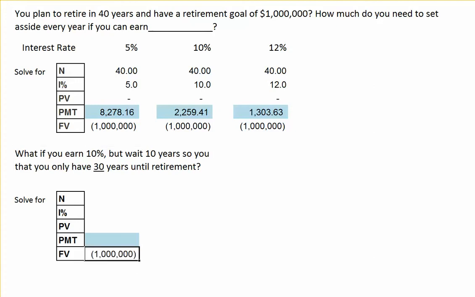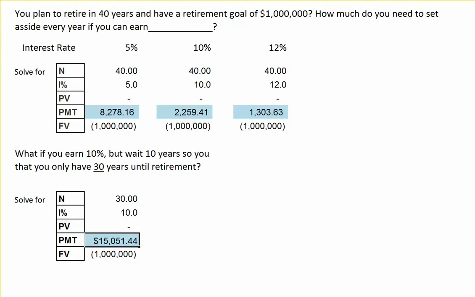Again, our goal is to have $1 million at retirement. But now, since we wait 10 years, we only have 30 years for an annuity. We have our 10% interest rate, again, starting with 0 today. And we can see we would need to set aside, instead of $2,259, over $15,000 every year for 30 years to reach our goal.